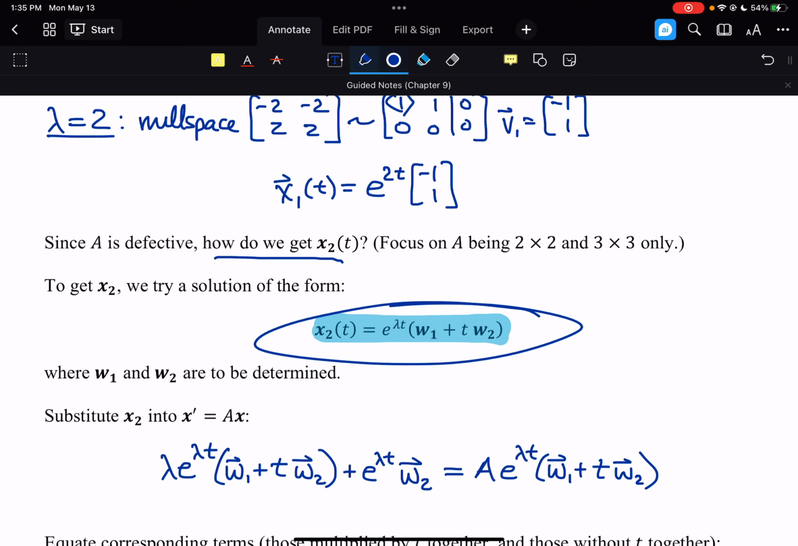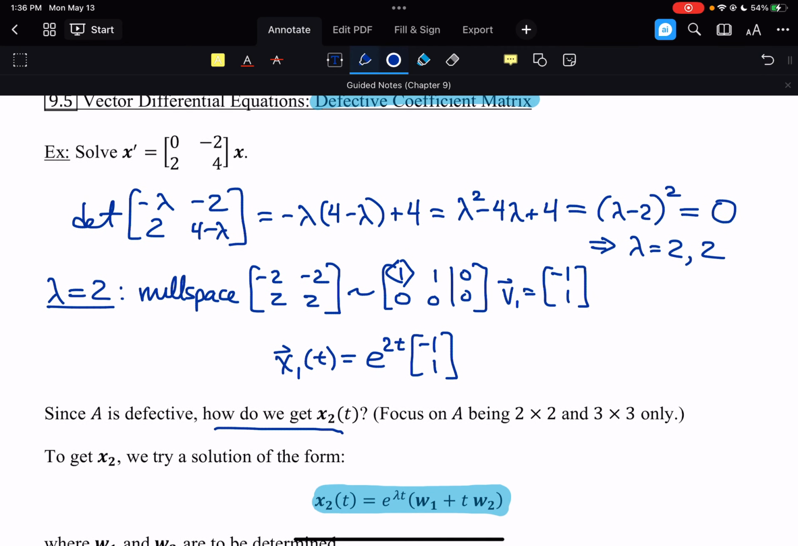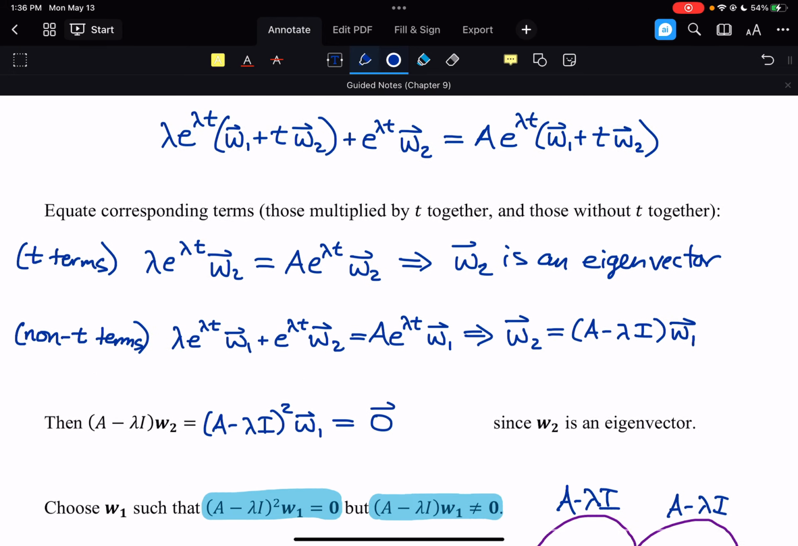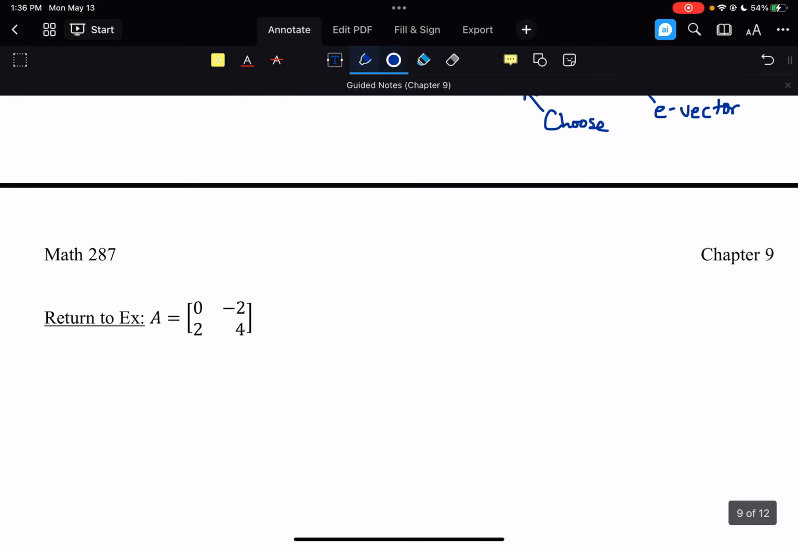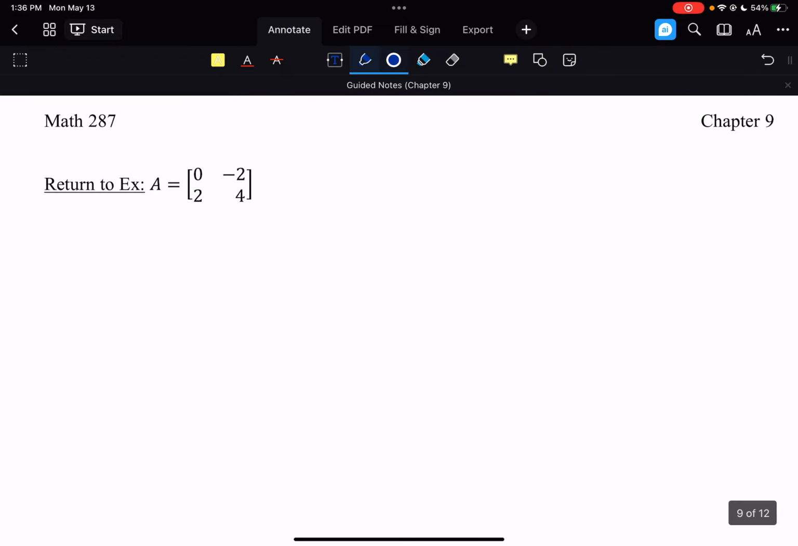Okay, so like with this example back here, we're going to revisit it right now. We already found x1, that first solution. Now we're going to need to find the second solution. So let's go, it's top of the next page. So return to this example.